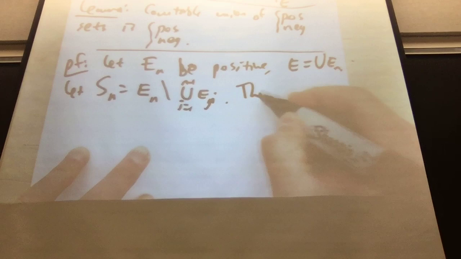What are we trying to prove? We're trying to prove, so we have this countable union of positive sets. I want to know that any subset of that union of positive sets has positive measure. What we want is that nu of F is non-negative. Well, what is nu of F? These sets are disjoint. F is contained in E. Nu of F is the sum of nu of F intersect Sn by countable additivity.